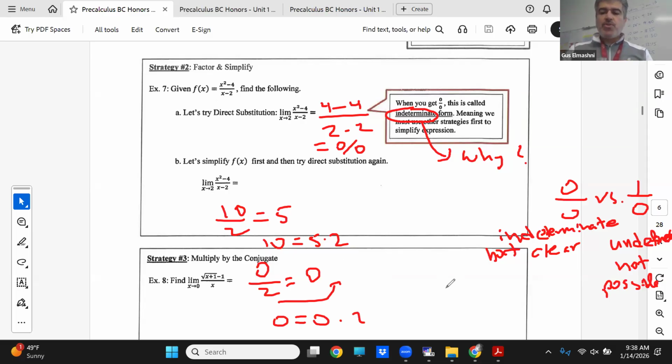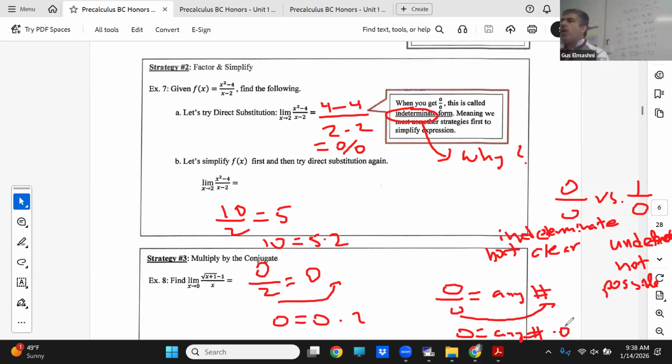So anything times 0 is always 0. Okay. So when you get 0 over 0, it could actually equal any number. It could be anything you want. And you probably haven't realized that, but it can. Because what if I move that 0 to the other side? Does 0 equal any number times 0? Yeah, of course it does. That's why it's indeterminate. It's not clear. We don't know what 0 over 0 is.